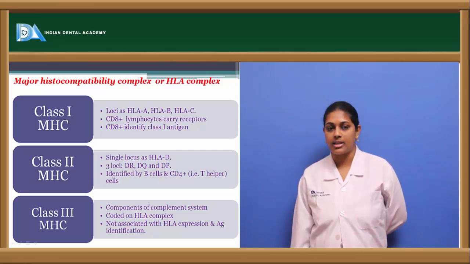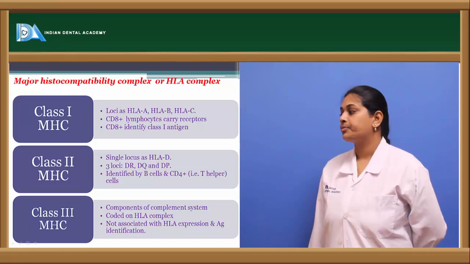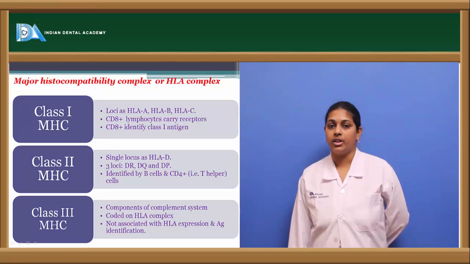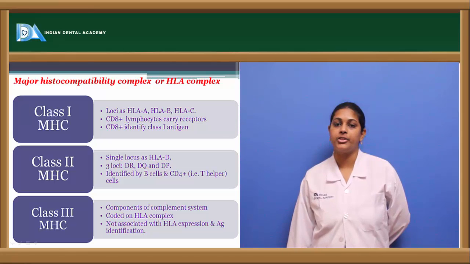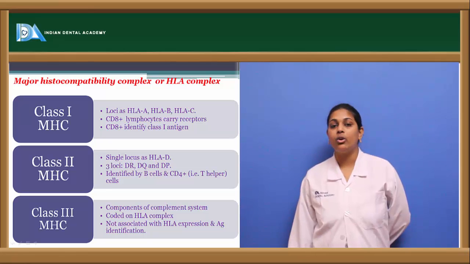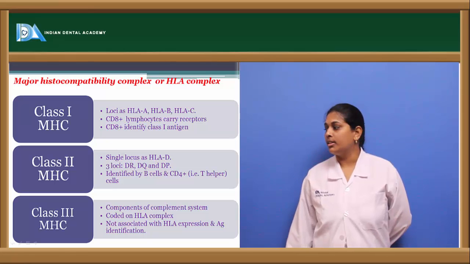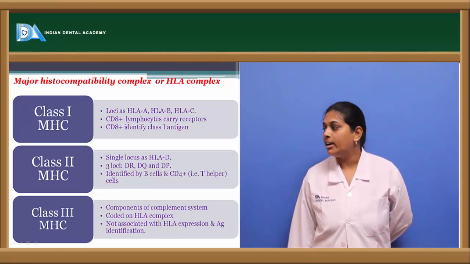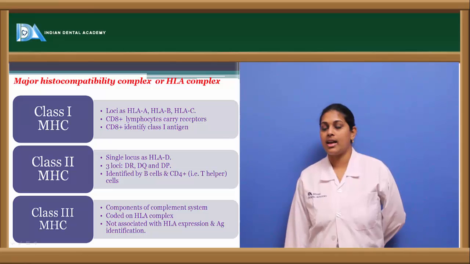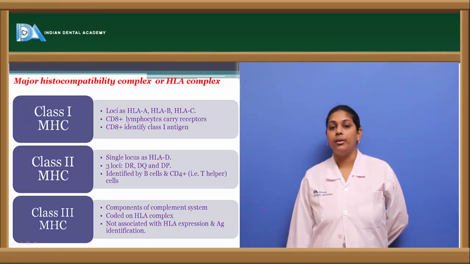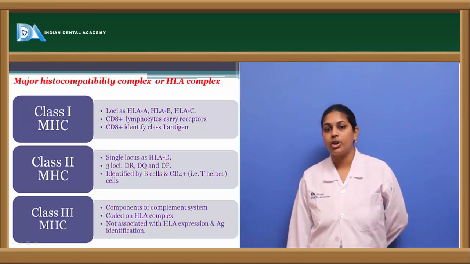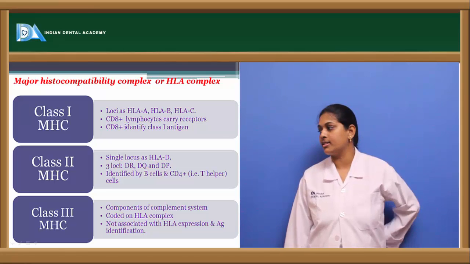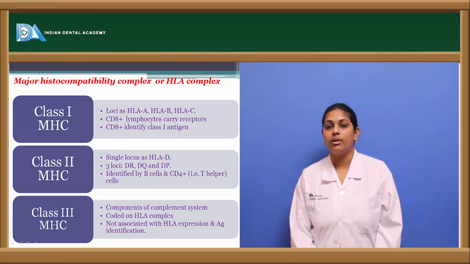Coming to the class 2 MHC complex, they are usually located on the HLA-D region, that is, the human leukocyte antigen D region, and usually they contain 3 loci within them, that is, they are present at the DR region, DQ region as well as the DP region. The major function of this class 2 MHC is that they identify B cells, and further they cause the activation of these B cells which carry the CD4 cells, that is, the T helper cells. So they function in mediating the identification of the B lymphocytes as well as the T helper cells.